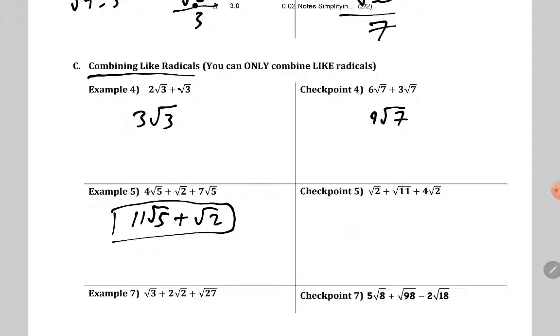Here, 4 square roots of 2 plus 1 square root of 2 is 5 square roots of 2. And then we have that square root of 11 left over.